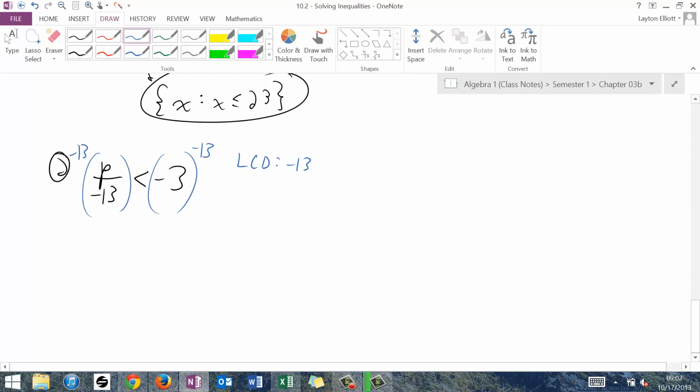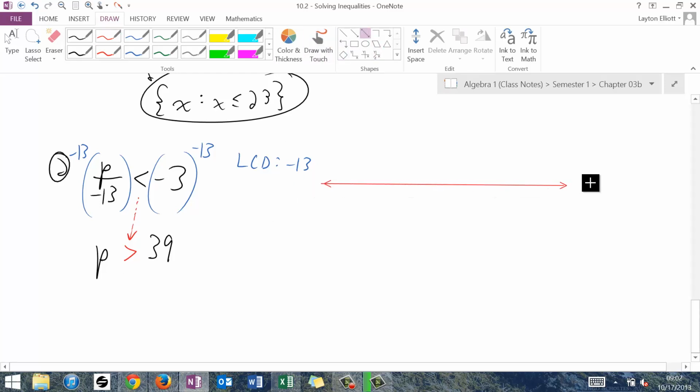Now, when I multiply this left side by negative 13, I just end up with P. When I multiply the right side by negative 13, I end up with positive 39. But this sign underwent a little bit of a switch, because when I multiply the left and the right side by a negative number, my sign has to switch. It's sort of like a compensating thing.